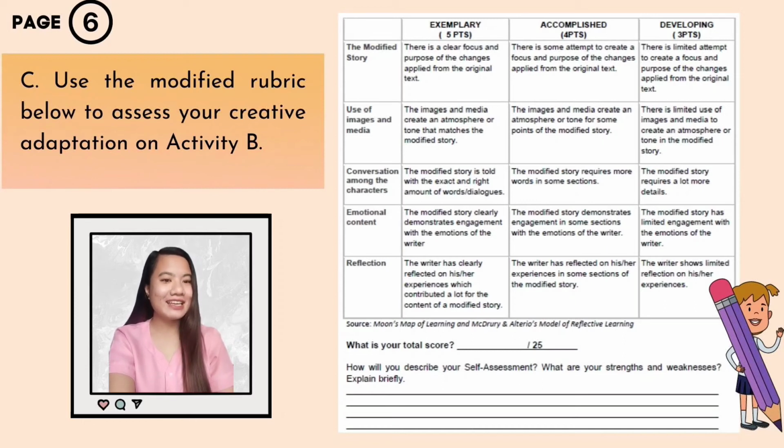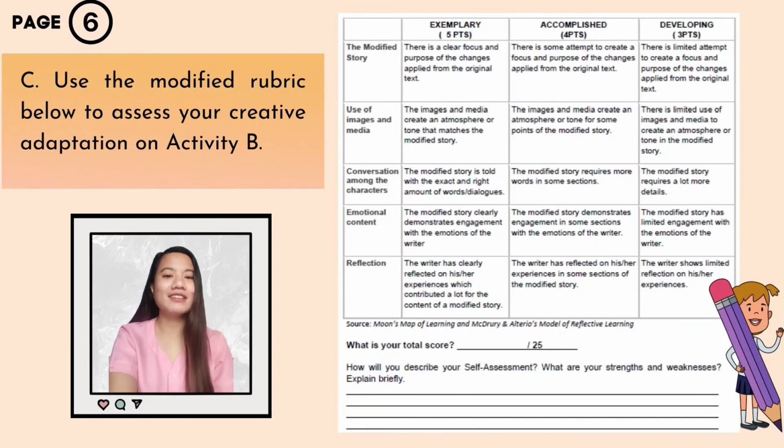And lastly, the reflection. You can get exemplary or 5 points if the writer has clearly reflected on his or her experiences which contributed a lot to the content of the modified story. You can get 4 points or accomplished if the writer has reflected on his or her experiences in some sections of the modified story. And 3 points or developing if the writer shows limited reflection on his or her experiences.